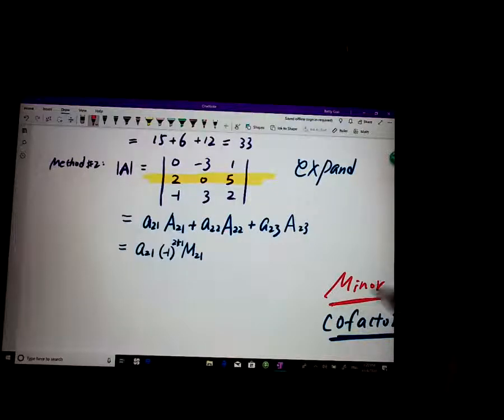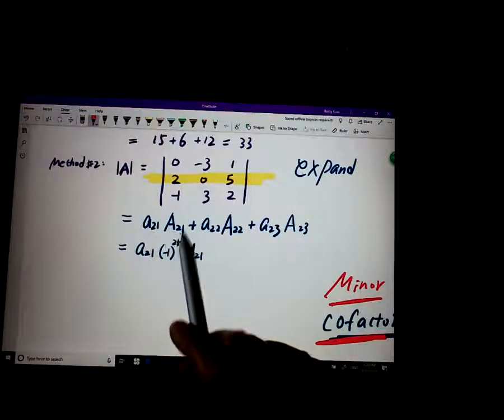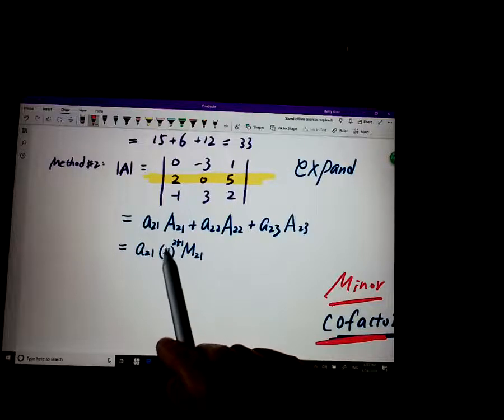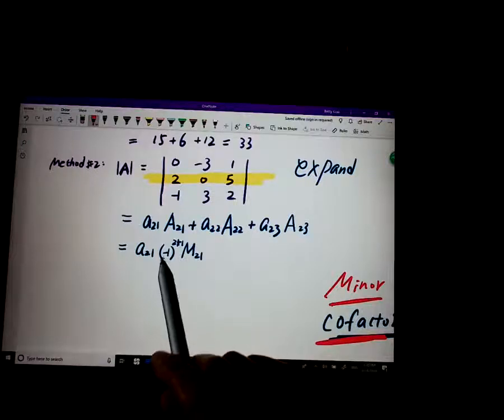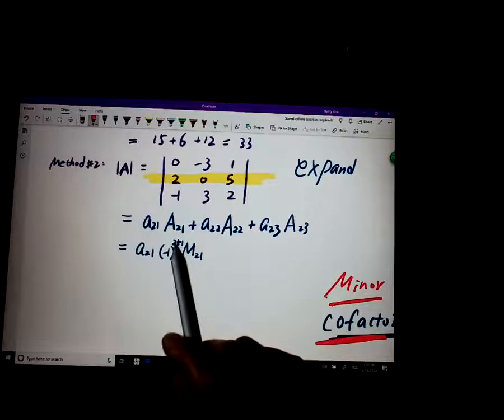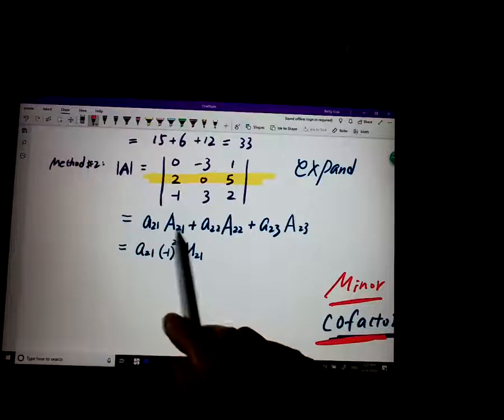For the purpose of the quiz, you need to know what is minor. Don't worry, I'm going to explain what is minor, okay? So now you need to see the connection and difference between cofactor and minor. Cofactor is a sign multiplied by minor. How do we determine the sign? The sign is always -1 to a power, -1 to the power of a number, and that number is always the sum of the two subscripts.